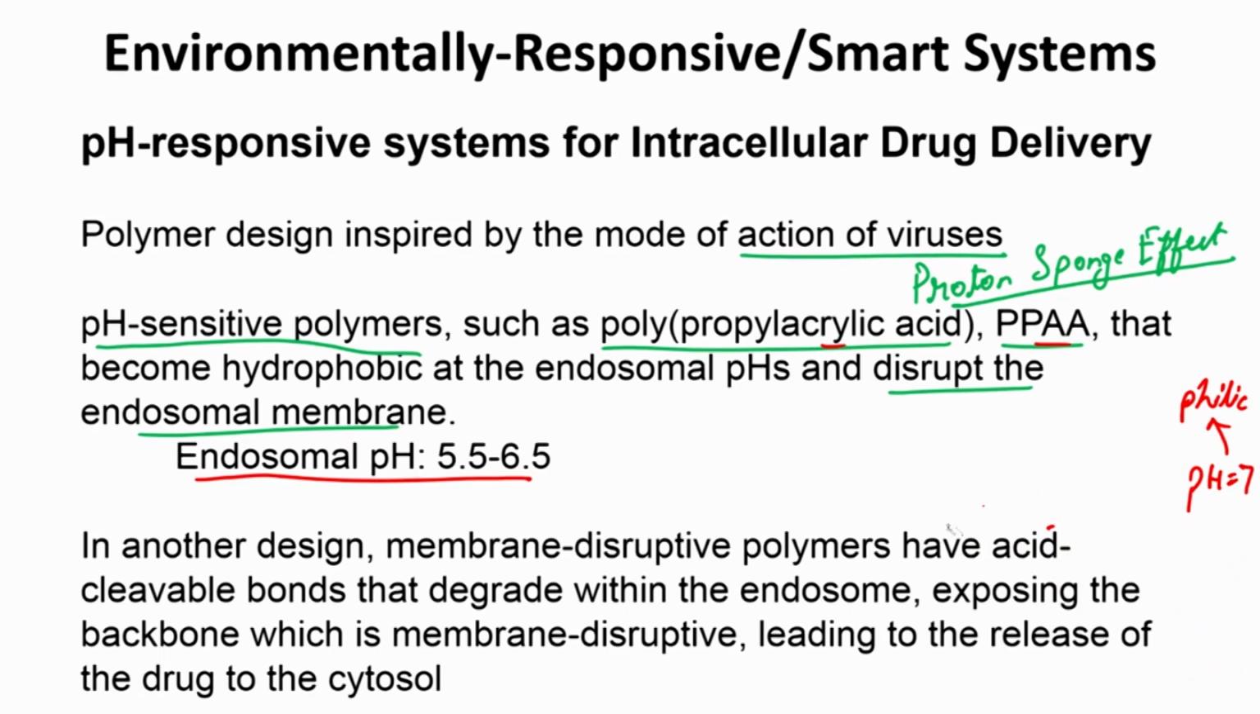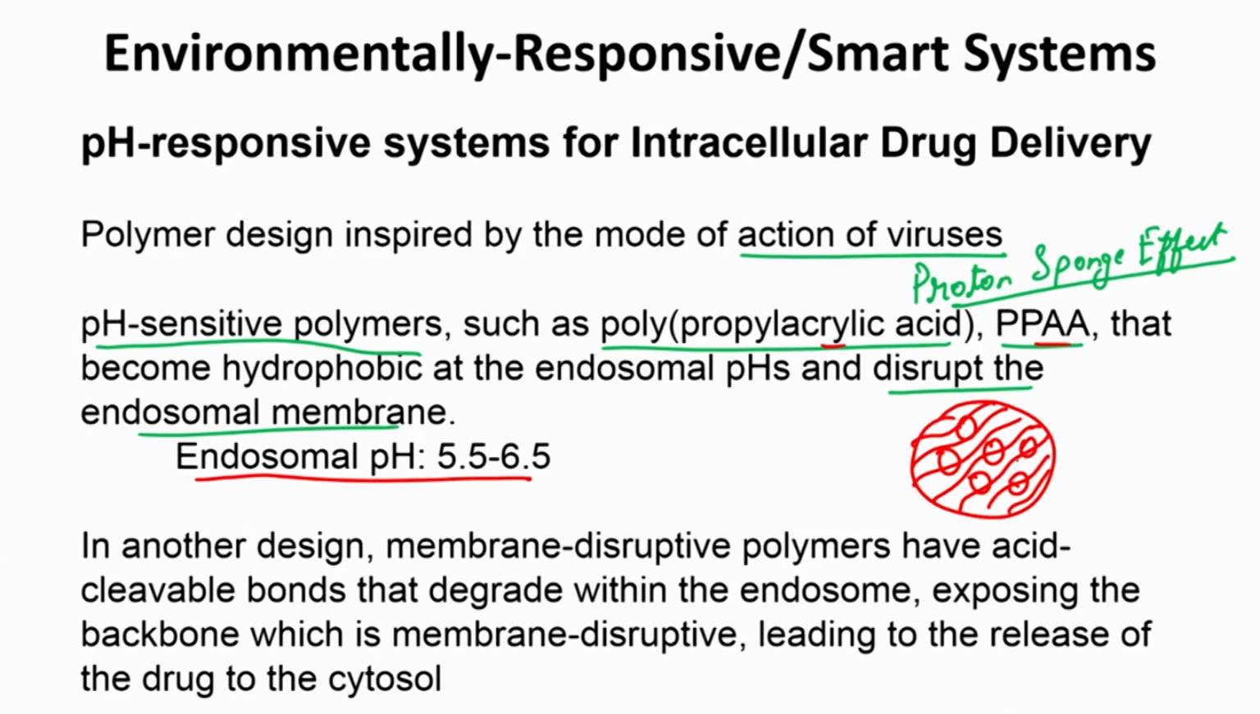Right. So, in another design the membrane disruptive polymers have acid cleavable bonds. So, you may not really want to disrupt the endosome itself, but you can have basically these polymers that are forming these particles to be cleavable at low pH. So, maybe their rate of hydrolysis goes up exponentially as the pH decreases. What will happen then? It will cause the drug to come out.